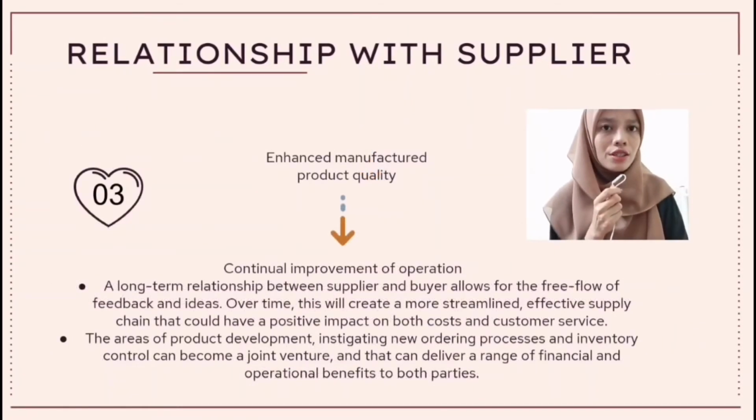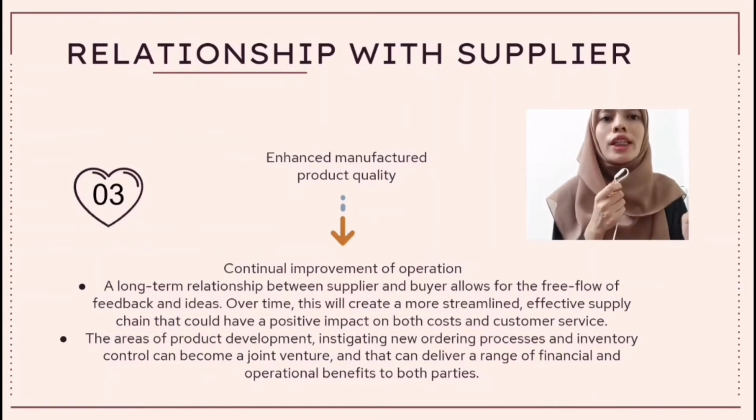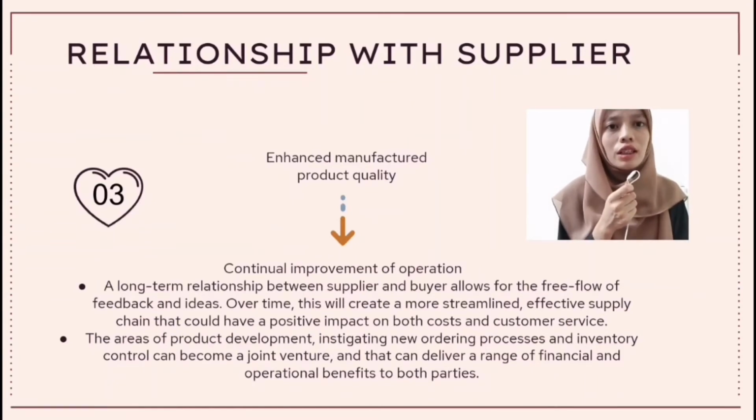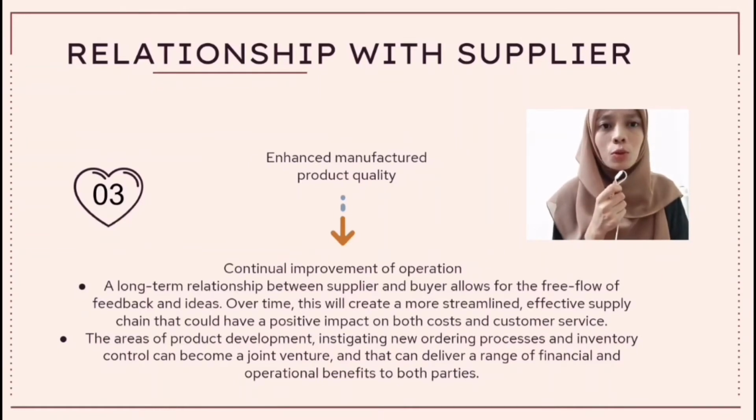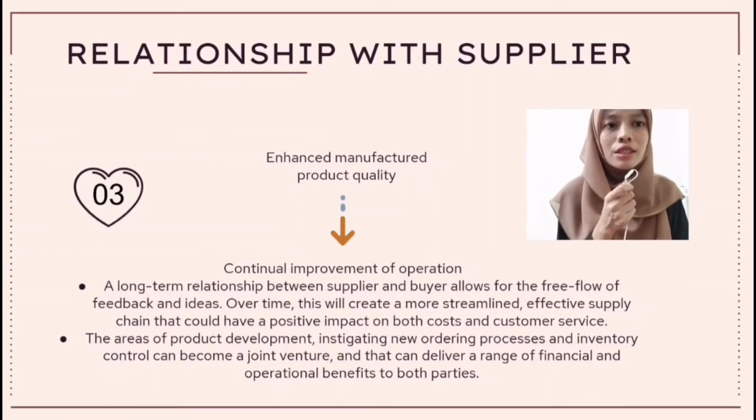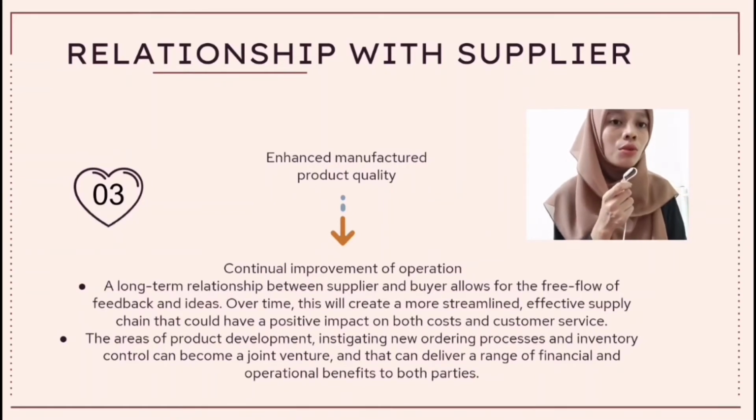So, the last reason for a relationship with suppliers is to enhance manufactured product quality. This is continual improvement of operations. A long-term relationship between supplier and buyer allows for the free flow of feedback and ideas. Over time, this will create a more streamlined, effective supply chain that could have a positive impact on both cost and customer service. The areas of product development, instigating new ordering processes, and inventory control can become a joint venture, and that can deliver a range of financial and operational benefits to both parties.